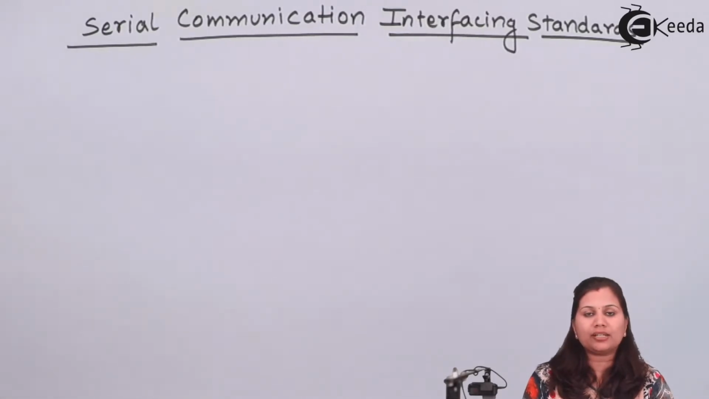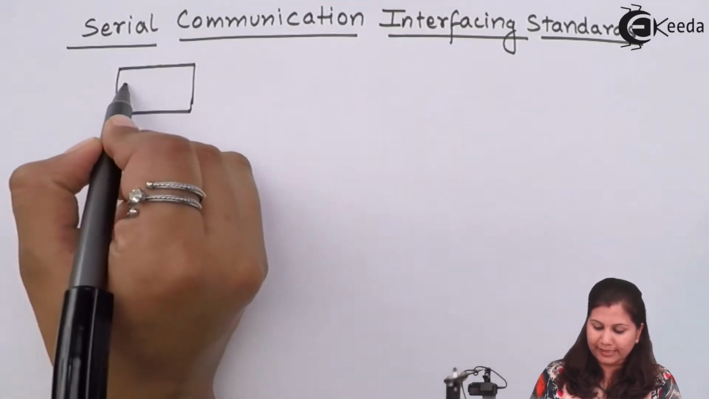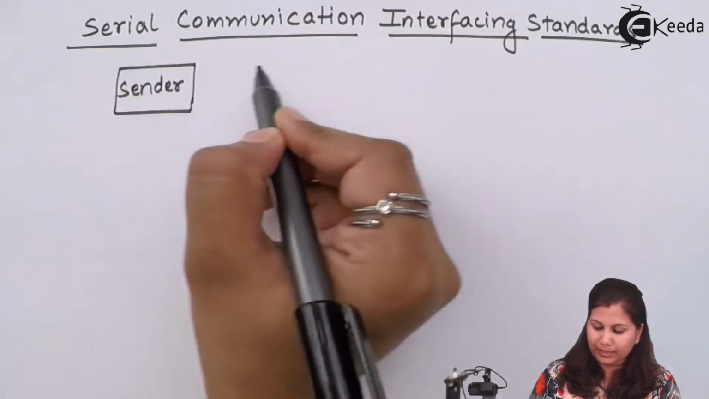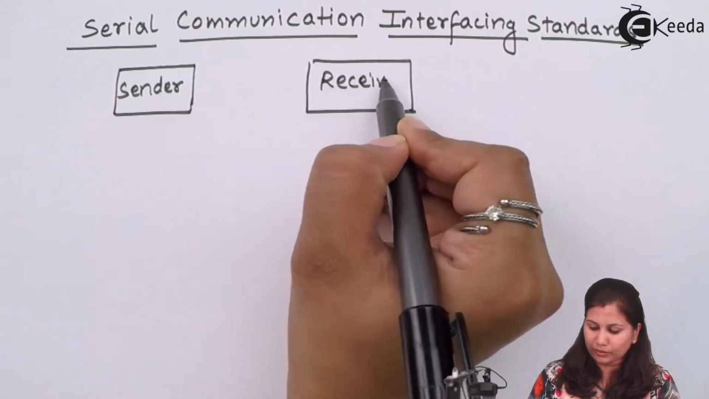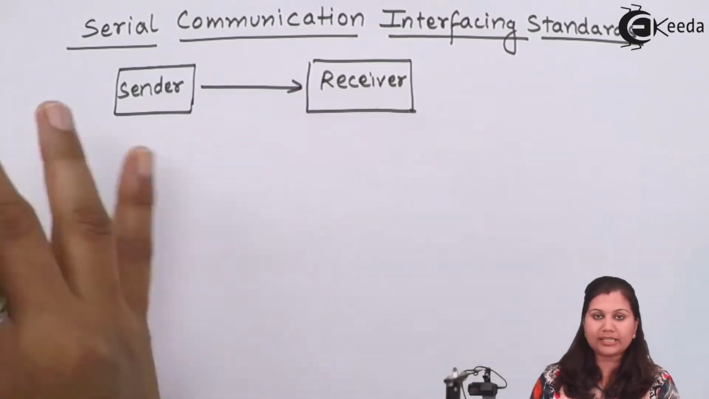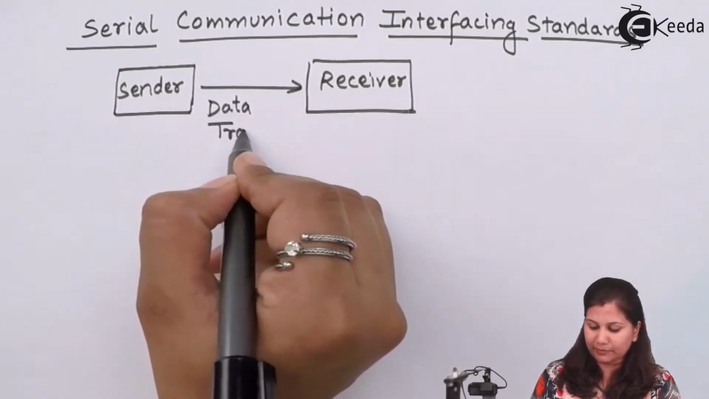Now this communication can be of two types: serial communication and parallel communication. As most of the devices in nature are parallel in form, they will use parallel communication for the data transmission. So if here we have the sender and it is the receiver, and they are communicating with each other, it means data transmission is taking place.